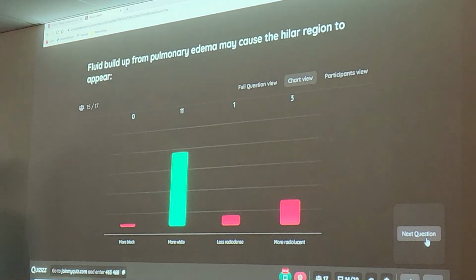Very good. Yes, the hilar region appeared to be more white. Right? It appeared to be more radiodense.